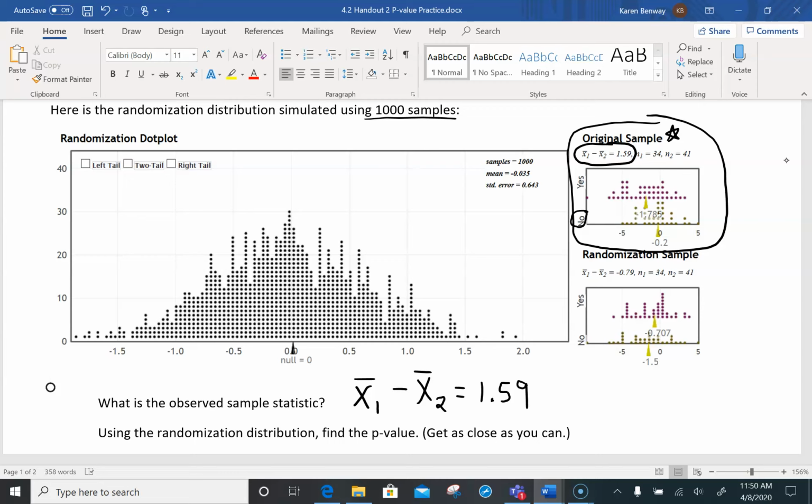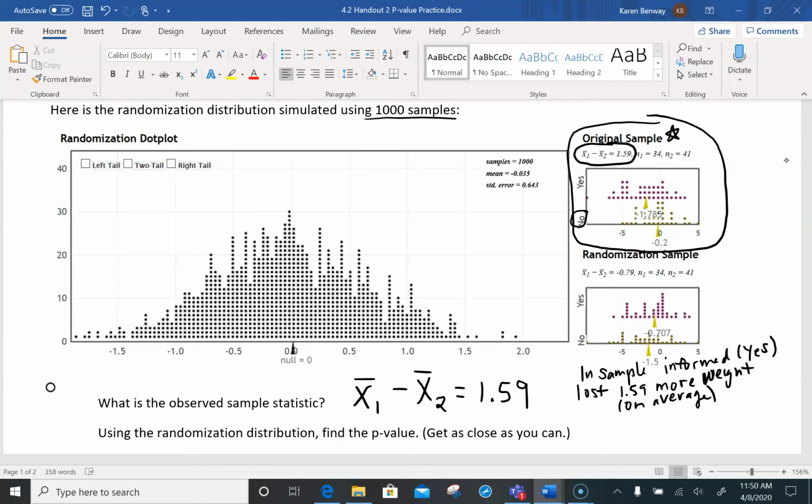So just to interpret this in context, in my sample, the informed group lost more weight on average. Just thinking about what this number is telling me.